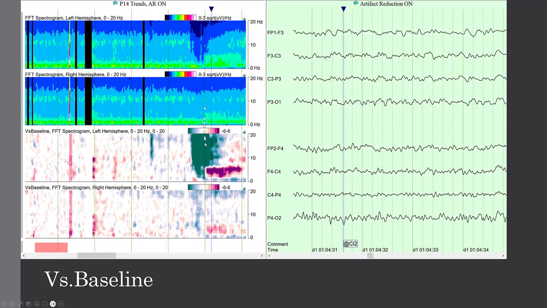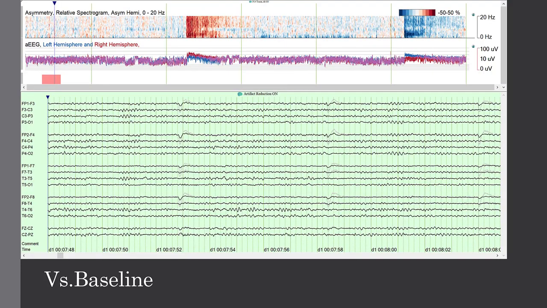We drop the cursor at this point, and we can see things beginning to turn red here, indicating that we have an increase in slower frequencies, left hemisphere, compared to this original baseline. So that's the important thing to keep in mind, is these are all with respect to the baseline that you've selected, and it happens to be this one that we can see on this page. So let's look at another example.